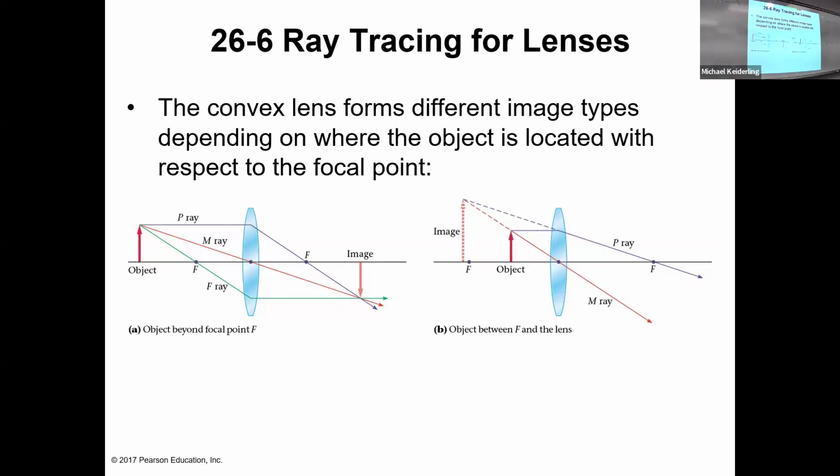But a magnifying glass, basically you hold a magnifying glass within its focal length of the object you're looking at, so it makes it appear bigger.